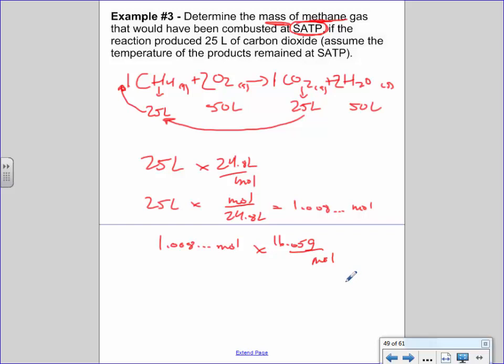Is it okay that I skipped over how to get the molar mass of methane? You guys can handle that? One carbon, four hydrogens, add them all up. So times that by 16.05. You would need 16.179 grams. You want to grab that, please? So with sig digs, you need 16 grams of methane.